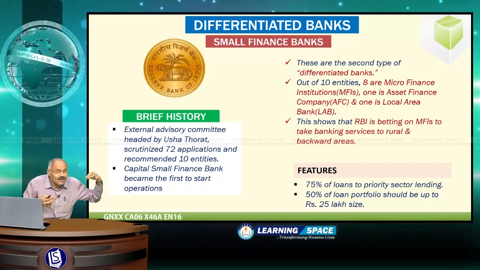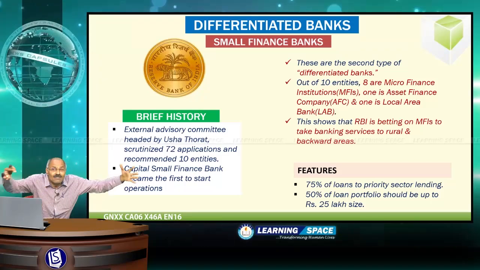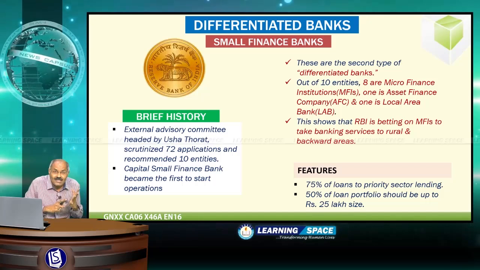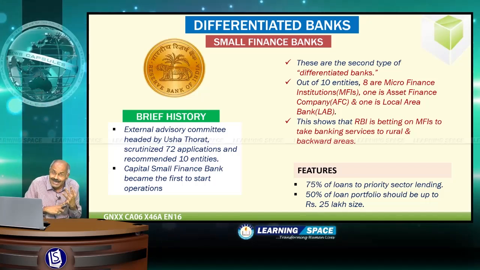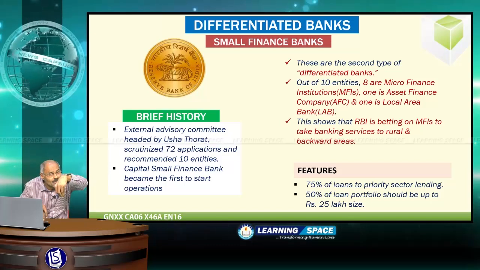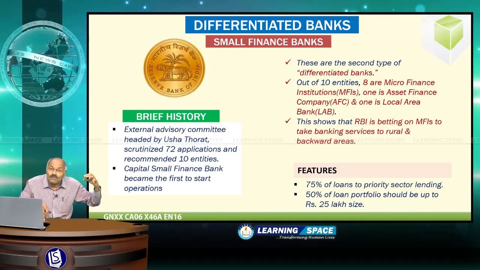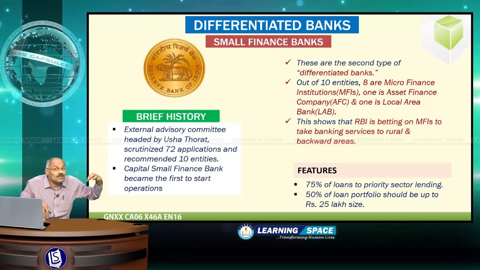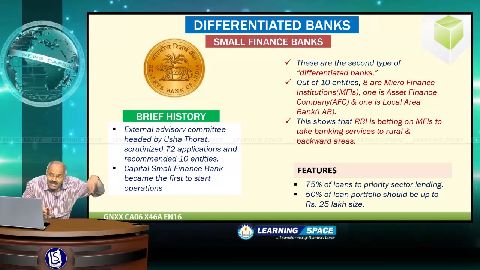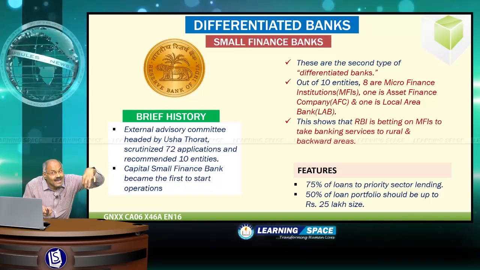This is the message that Reserve Bank of India wants to take banking operations to the hinterland of the country. And there are 2 important features of these small finance banks. One is that 75% of the loans should go to priority sector lending. For universal banks, the minimum requirement is 40%, whereas for small finance banks, the requirement is 75%. This is one important point. The second most important aspect is that 50% of the loan portfolio should be up to 25 lakh size. So overall, 75% of the loans should go to priority sector lending, and at the same time, 50% of the loan portfolio should be up to rupees 25 lakh size.